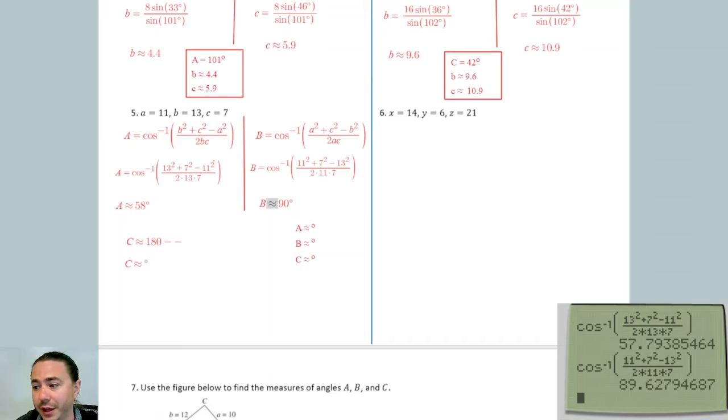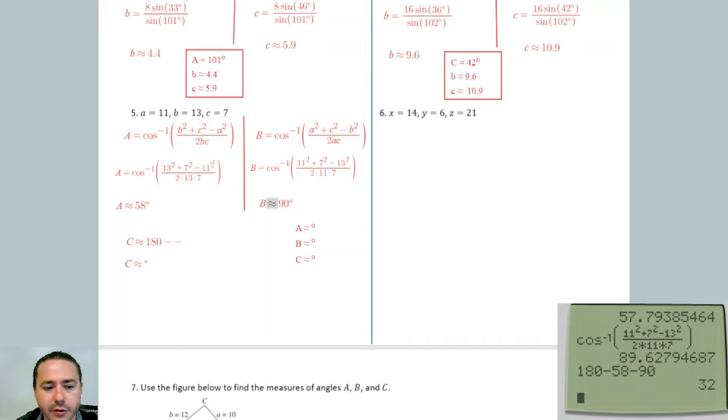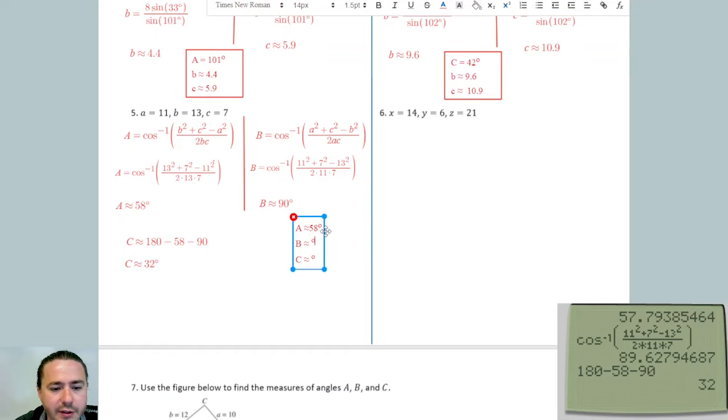Now, Pythagorean theorem, unfortunately, is still not going to work. SOHCAHTOA, all that stuff, only works with right triangles. And while this is close, it's not exact. So anyway, let's do 180 minus 58 minus 90, and we'll get our third angle, which is about 32 degrees. And there we go. So we got all three angles: 58 and 90, and finally 32.